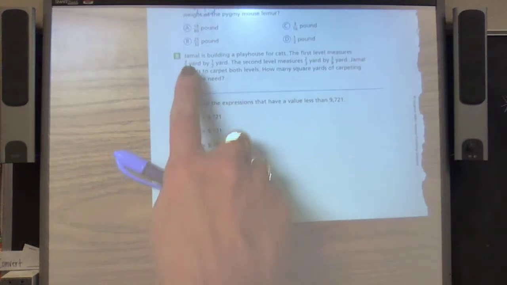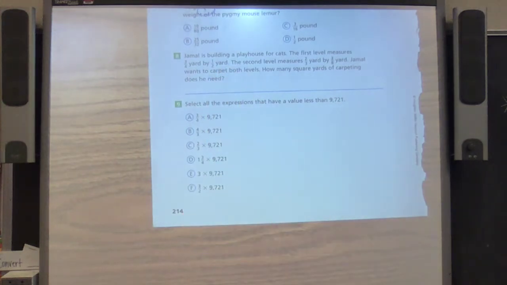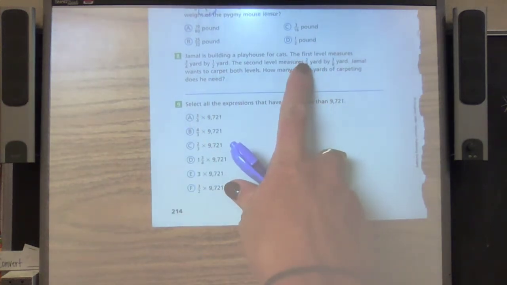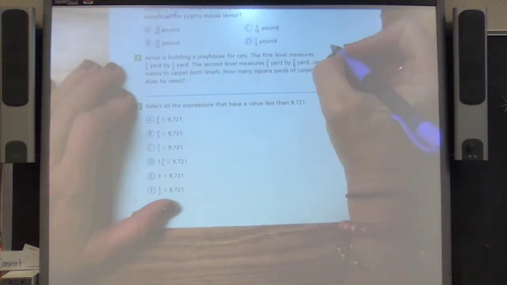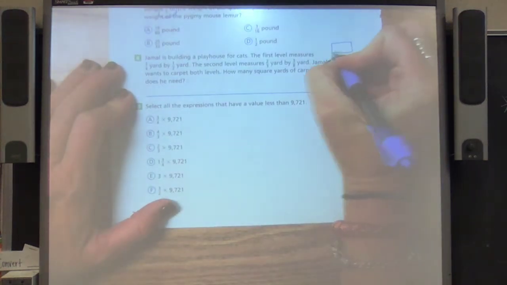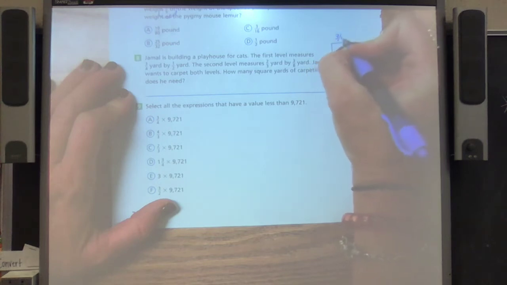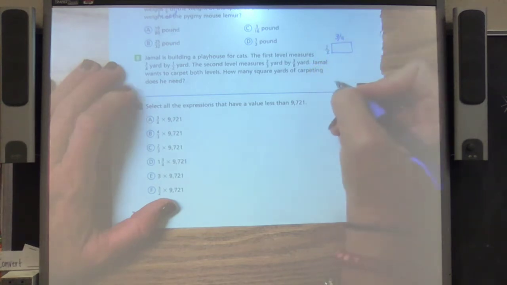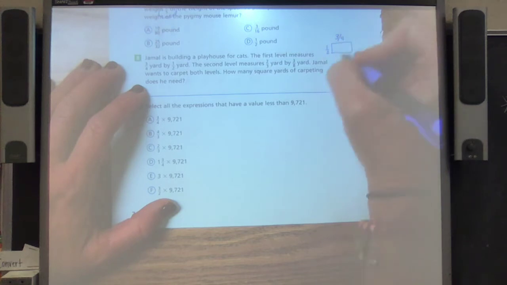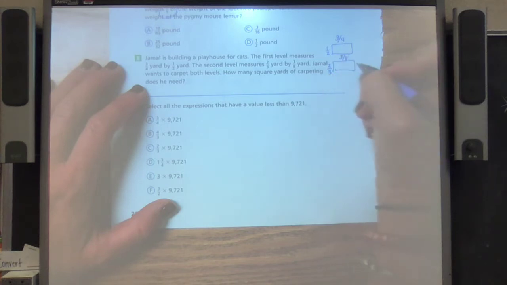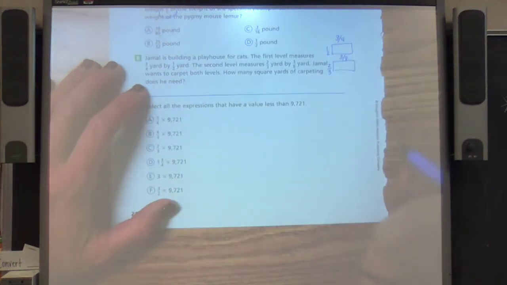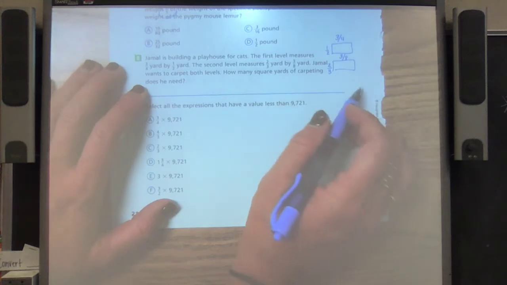Okay, number 8. Jamal is building a playhouse for cats. The first level measures 3/4 yard by 1/2 yard. So just draw it here. 3/4 by 1/2. The second is 2/3 by 3/8. Jamal wants to put carpet on both. How many square yards of carpet does he need?